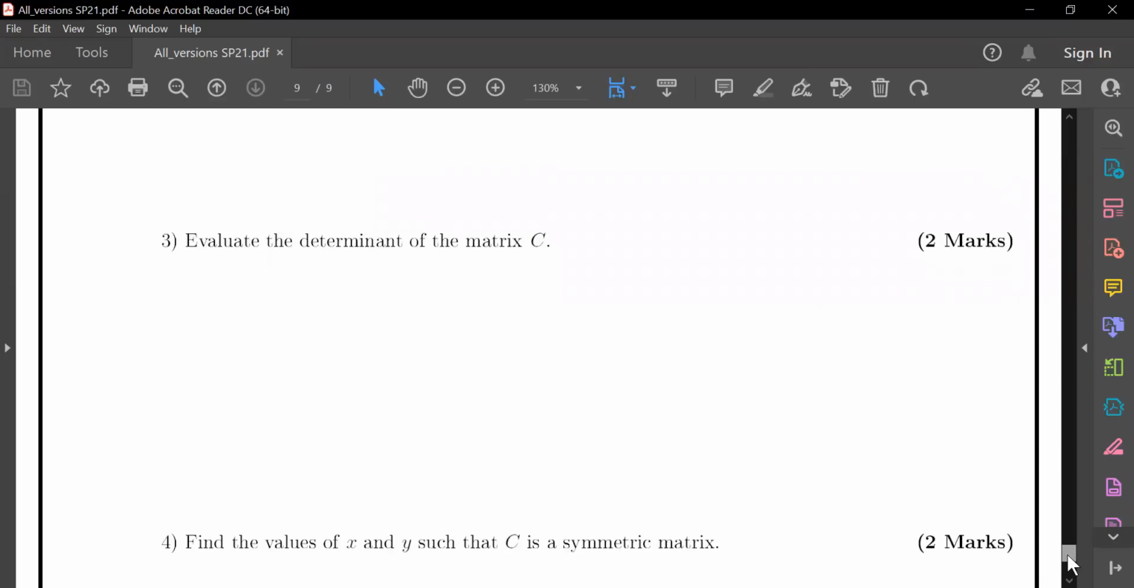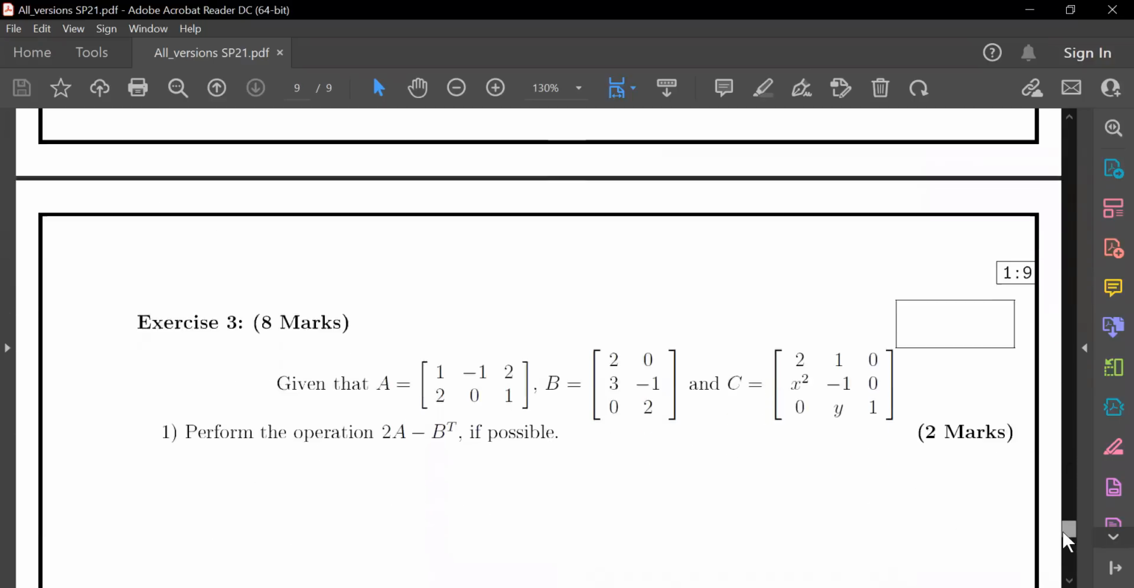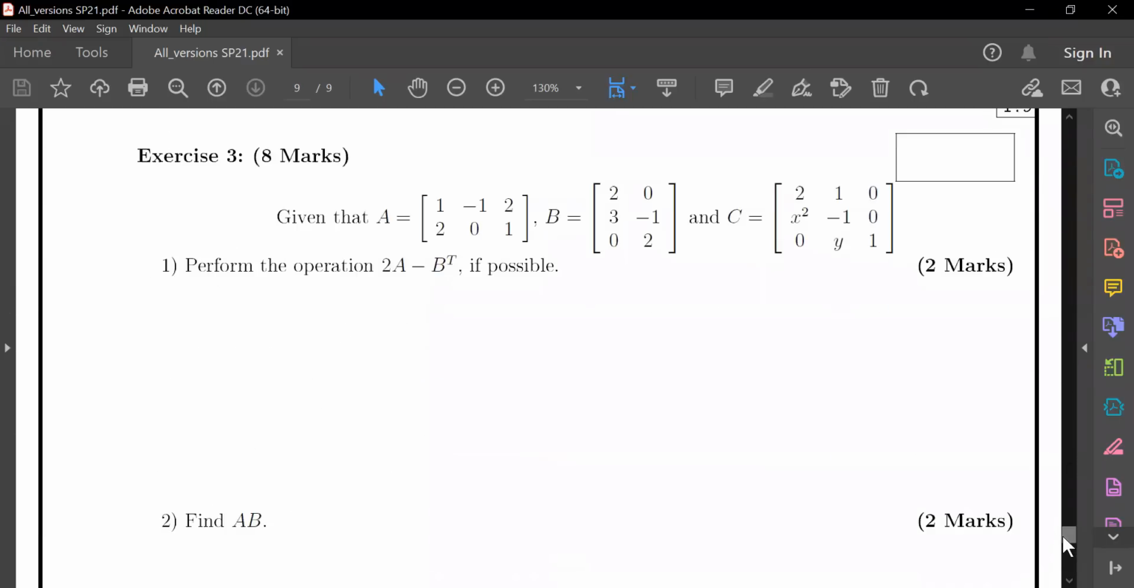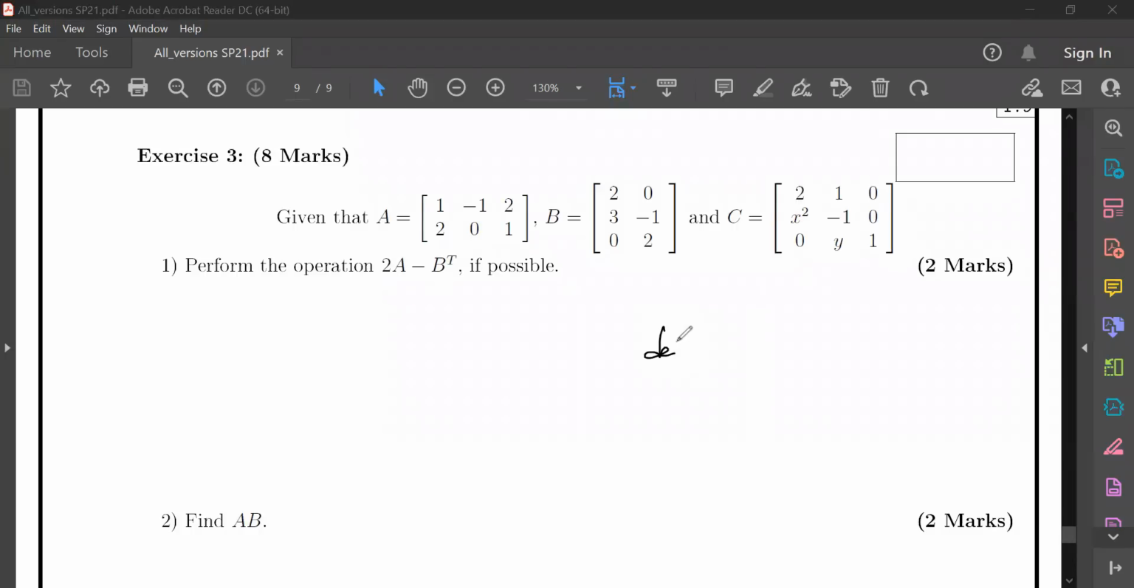Now evaluate the determinant of C. What's C? So this is C. We want the determinant of C. 2, 1, 0, x squared, minus 1, 0, 0, y, 1. We can use Sarrus. We write 2, x squared, 0, 1, minus 1, y.